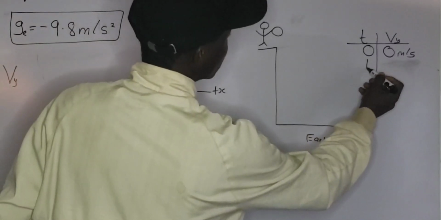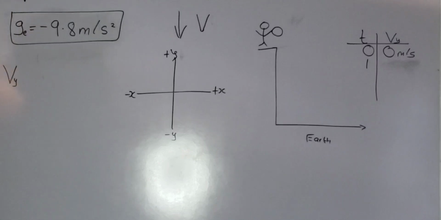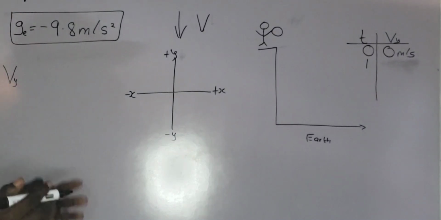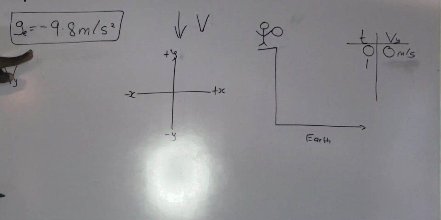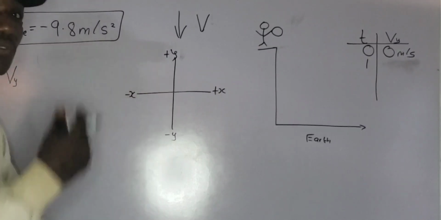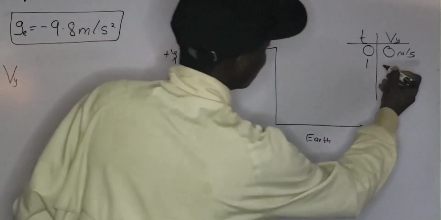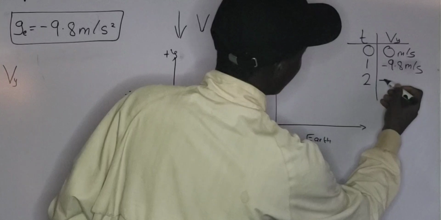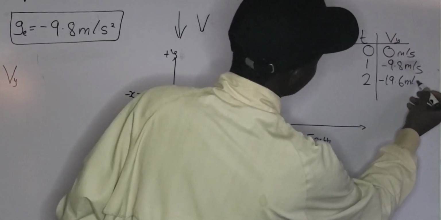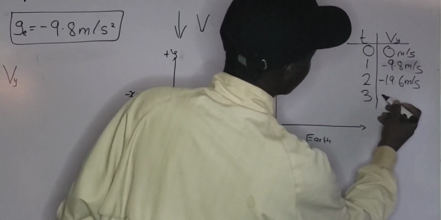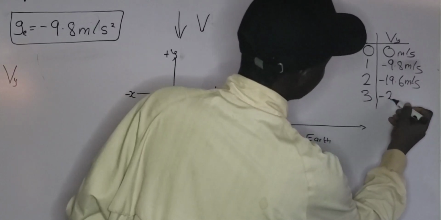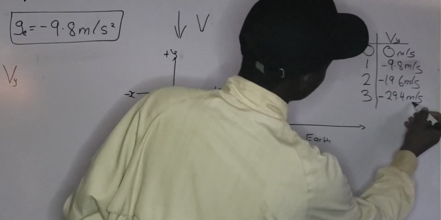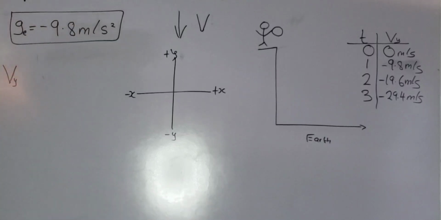Now, immediately the boy drops the ball, at time t equals 1, what will happen to the velocity? The velocity will become minus 9.8 meter per second, because the acceleration that we have is minus 9.8 meter per second squared, and the acceleration tells us how fast the velocity of an object is changing. So at 2 seconds, that will be minus 19.6 meter per second. At 3 seconds, the velocity will be minus 29.4 meter per second. So that is the relationship between gravitational acceleration and the velocity of an object.